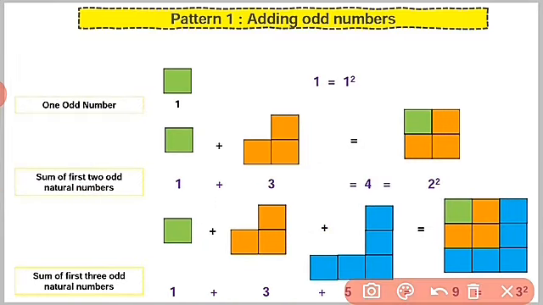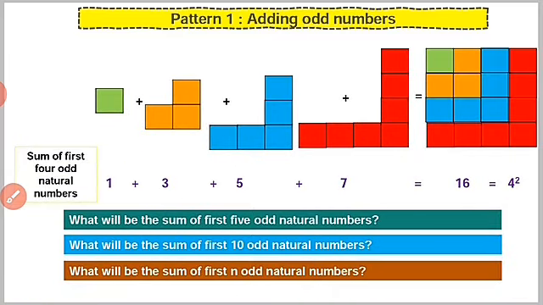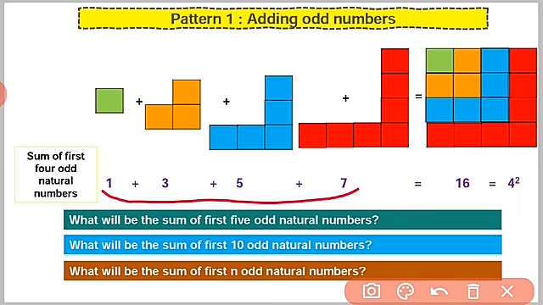As we see here, when we added first 2 odd numbers, we are getting square of 2. Similarly, when we added first 3 odd natural numbers, we get square of 3. In this way, when we added first 4 odd natural numbers, we get square of 4. So when we add first 5 odd natural numbers, we will get square of 5, that will be equal to 25. So what will be the sum of first 5 odd natural numbers? It will be equal to 25.